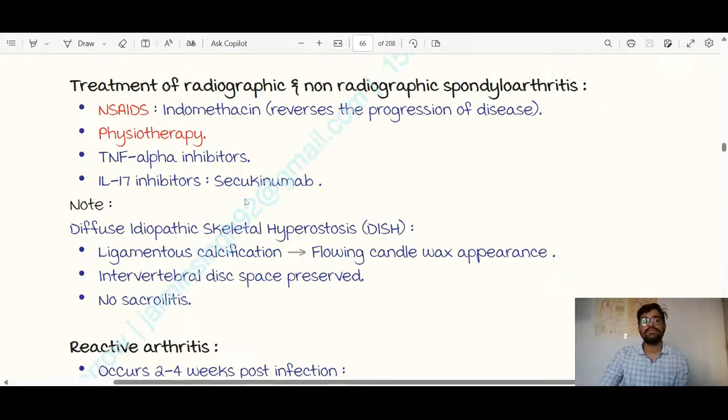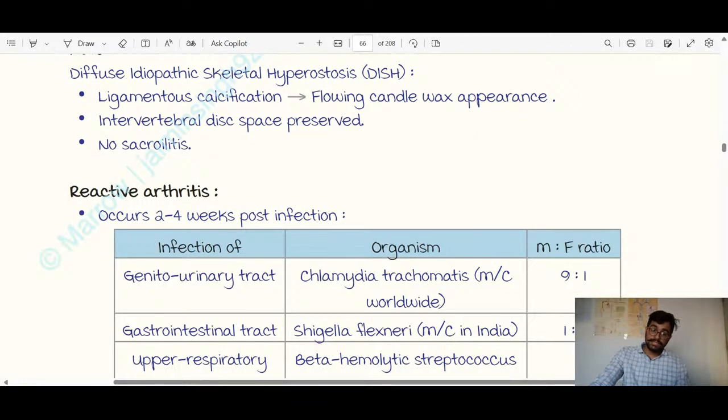Secukinumab, an interleukin 17 inhibitor, is preferred for the treatment of spondyloarthritis. The first priority is indomethacin, that is NSAIDs. Second, we go for physiotherapy. Then TNF alpha inhibitors. Then interleukin 17 inhibitors such as secukinumab. Note: diffuse idiopathic skeletal hyperostosis (DISH) shows ligamentous calcification, flowing candle wax appearance, intervertebral disc space preserved, no sacroiliitis.